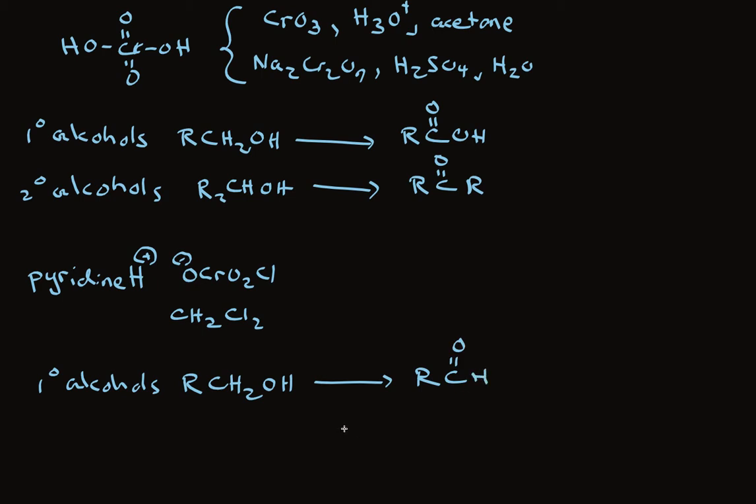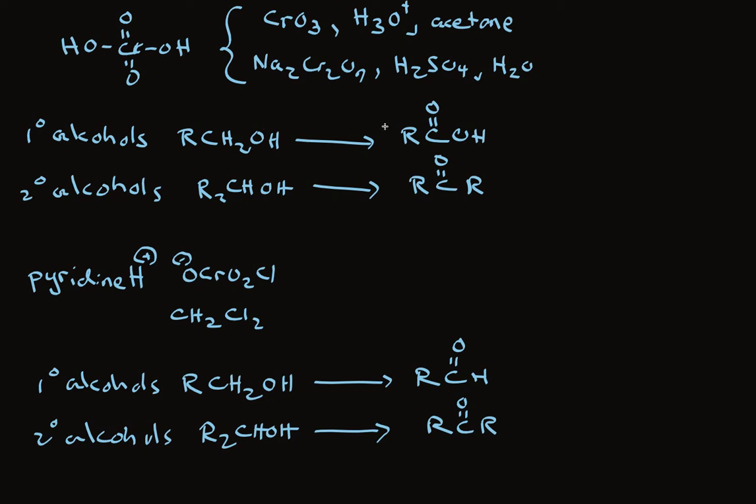And secondary alcohols are also oxidized, and you get the same product you would if you used chromic acid. So there's no difference in product for the secondary alcohols, but for the primary alcohols, pyridinium chlorochromate selectively oxidizes primary alcohols to aldehydes and stops, whereas chromic acid oxidizes primary alcohols first to aldehydes and then immediately to carboxylic acids.